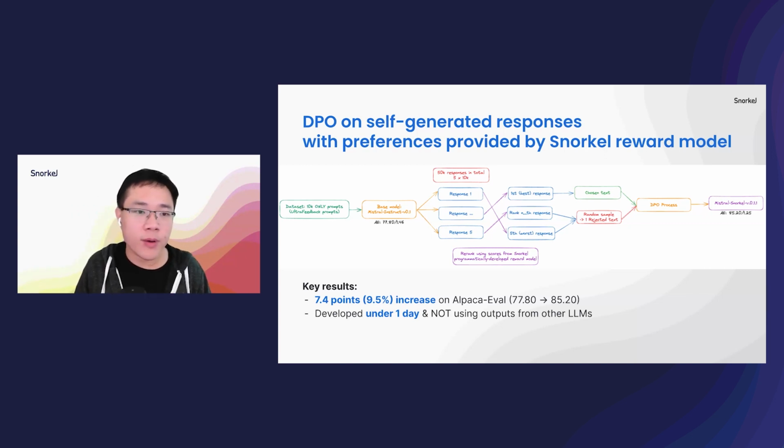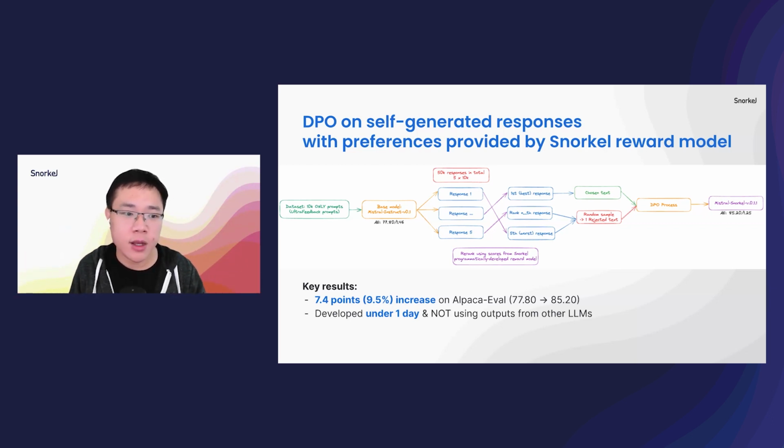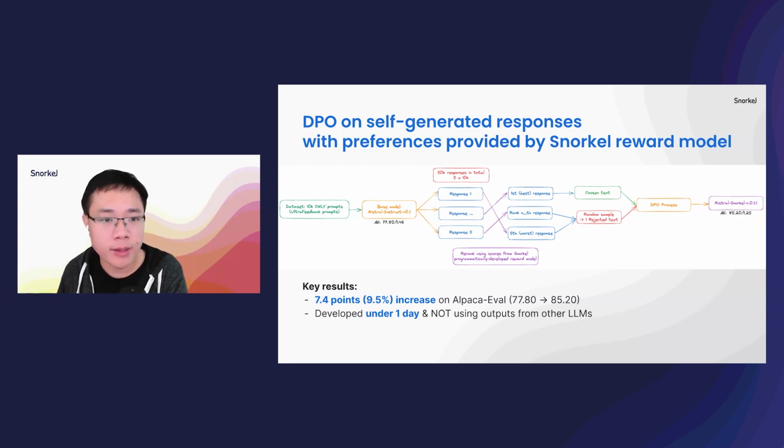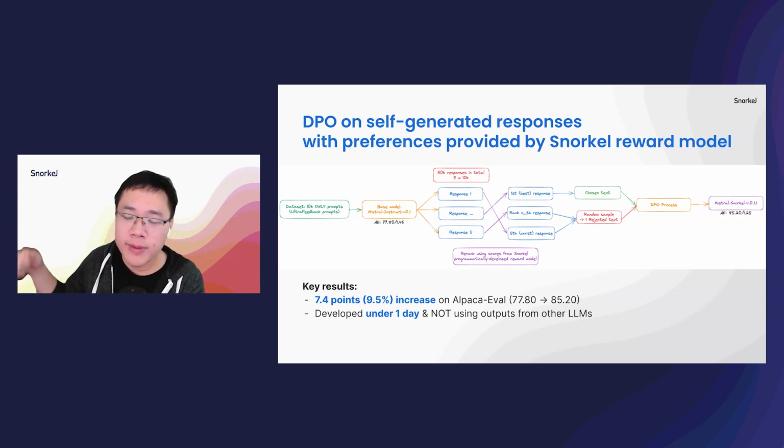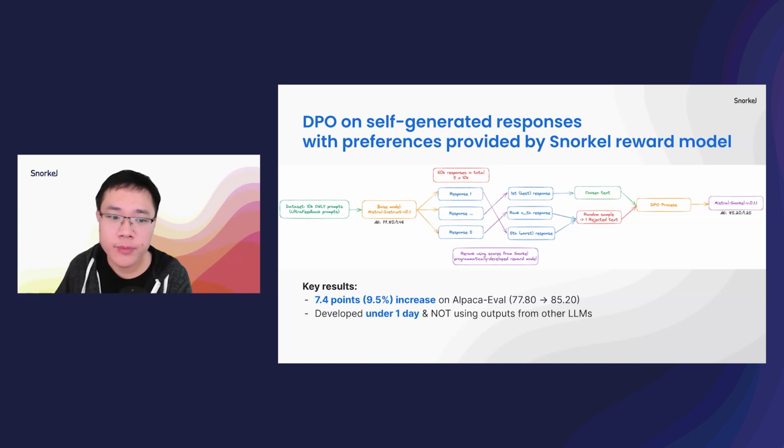If you remember from the DPO process, you have a chosen text and a rejected text. First, we have a dataset with 10K prompts only. We're only using the prompt section, no responses from another language model. We choose the base model, Mistral Instruct, and generate responses. For each prompt, we generate 5 different responses. Then we re-rank these 5 responses using the Snorkel reward model from the previous steps. The best one we take as the chosen text, and then we randomly sample among the rest to get a rejected text. And we feed that into the DPO process.